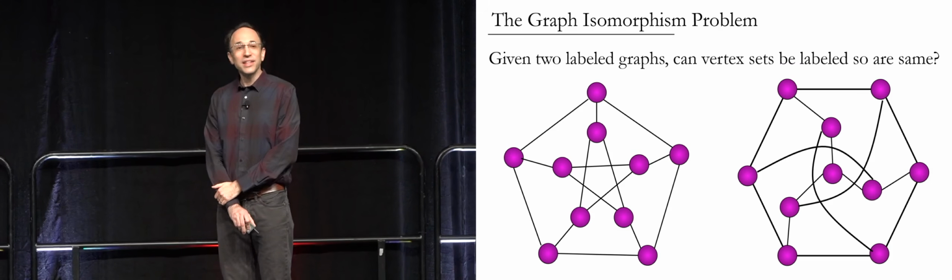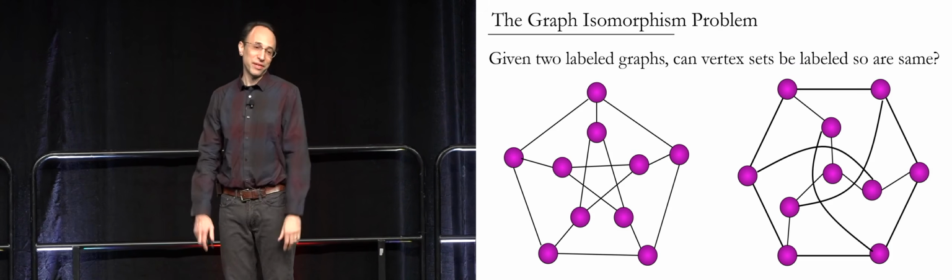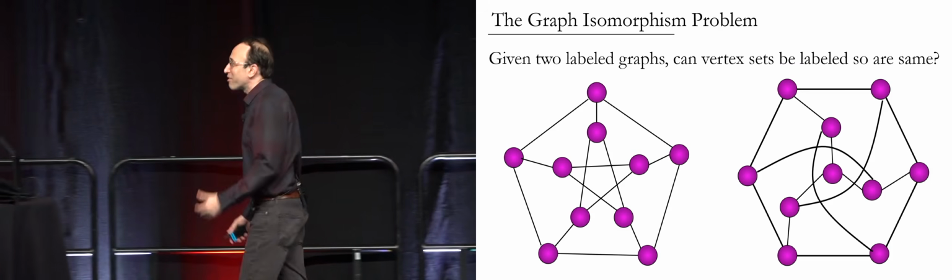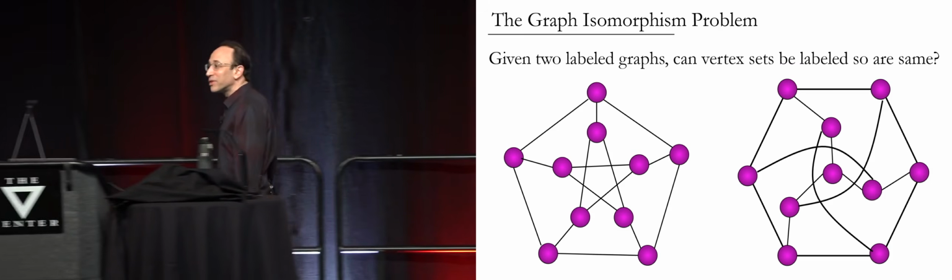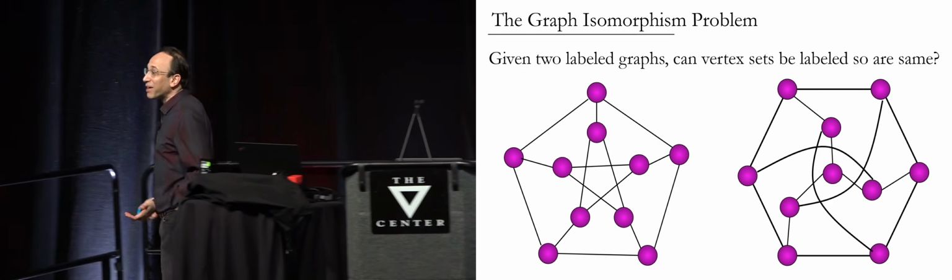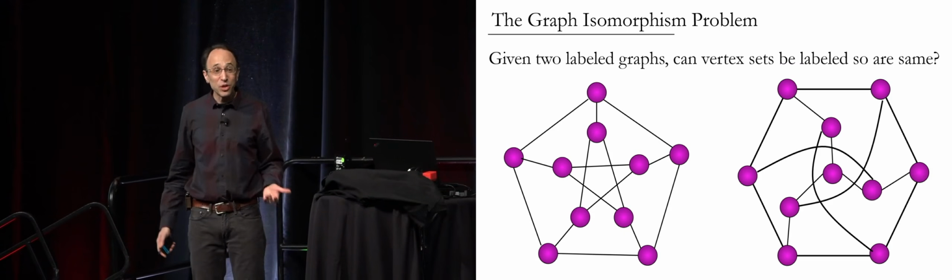Okay, I'd like to tell you about something completely different now that eigenvectors and eigenvalues are good for. That's the graph isomorphism problem. So you'd think if you understand anything about graphs, you should be able to tell when 2 of them are the same.